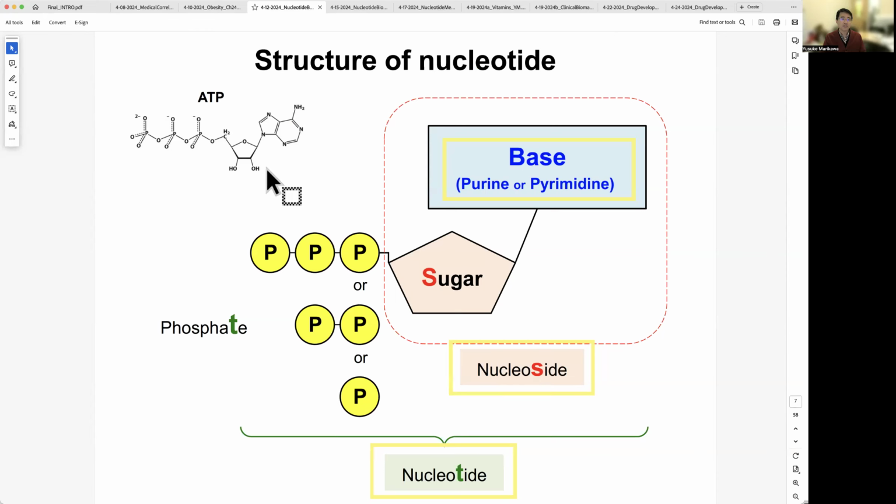So if you're given a structure, an image showing a base, sugar, and a phosphate, you call it a nucleotide. If the image is missing the phosphate completely but has a base and sugar, that's a nucleoside. If the image doesn't have sugar, just a two-ring purine or one-ring pyrimidine only, that's a base. So know those terminologies.